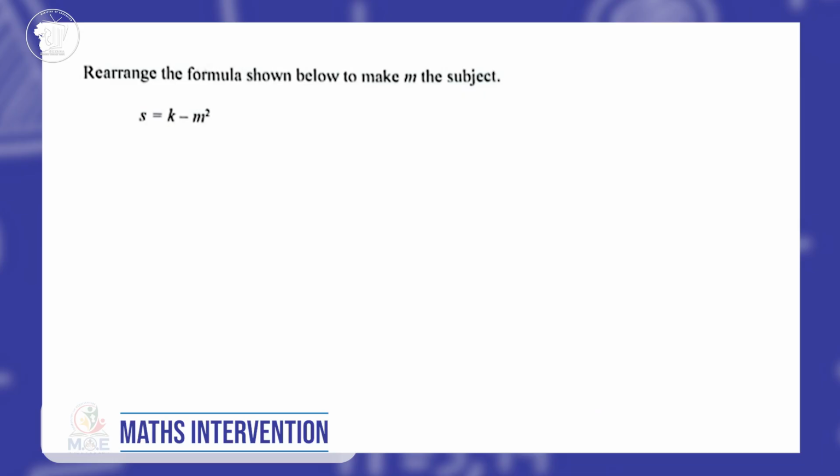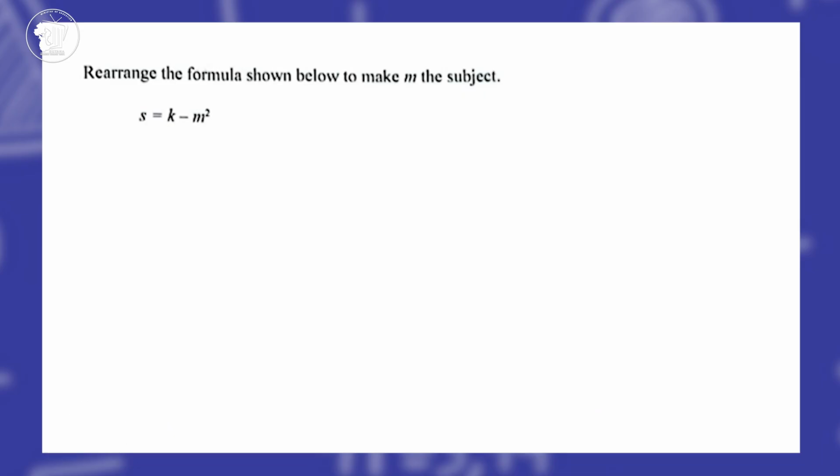So the question says, rearrange the formula shown below to make m the subject of the formula. So you want to make this m, so let me just write it back. We have s is equal to k minus m squared. To solve for m, let's take over this k. This is a plus k, and when we take it over, it becomes subtract. So you'll have s subtract k is equal to negative m squared.